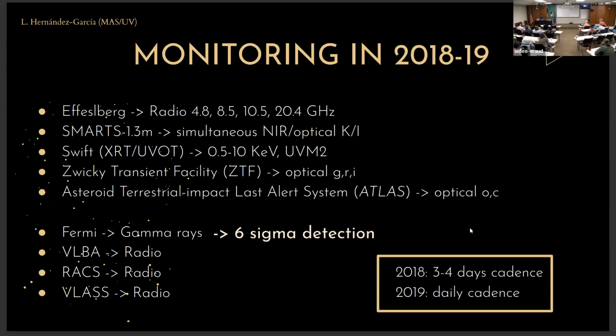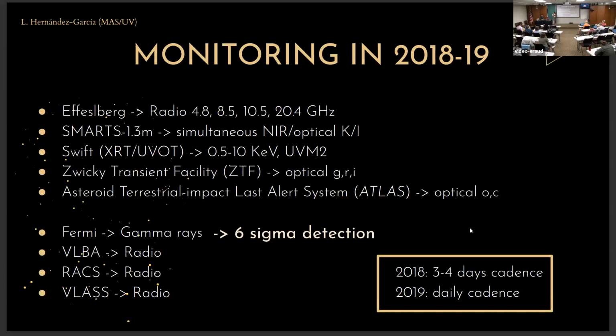We observed with Effelsberg in the radio, with SMARTS simultaneously in the infrared and optical, with Swift in X-rays and UV. And we complemented the work with optical data from ZTF and ATLAS. And well, we performed a first monitoring in 2018 that lasted about 4 months with a 3-4 days cadence. And then we did another monitoring of about 3 months in 2019, but in this case only with SMARTS, with a daily cadence, and complemented with ATLAS.